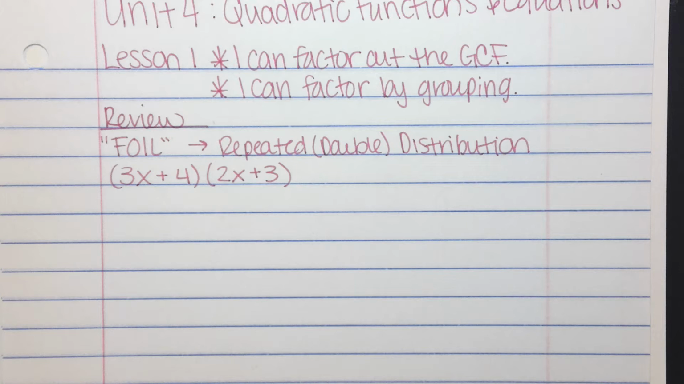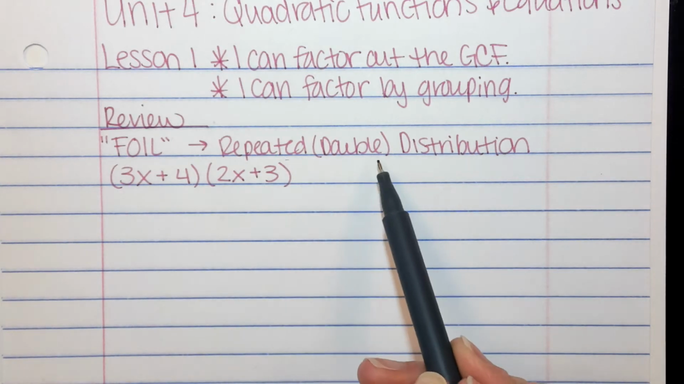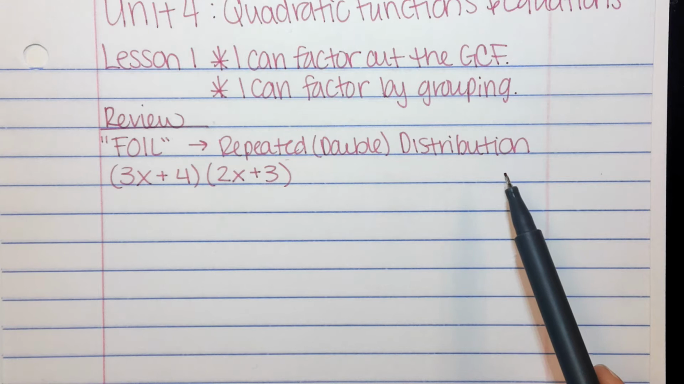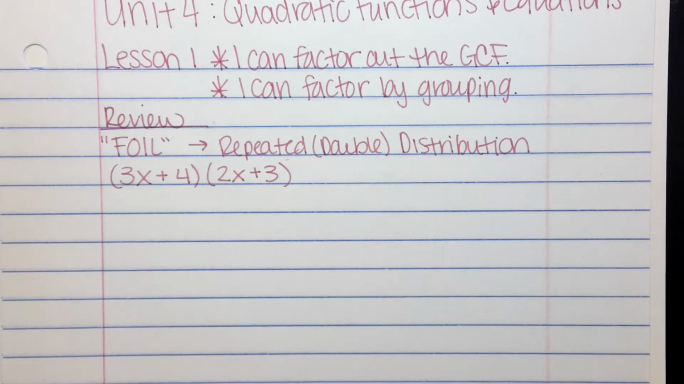So whatever you use, we're going to think of it a little bit differently today. We're going to think of it as repeated or double distribution. So it's like the distributive property happening twice. Okay, so let's see what that looks like here.